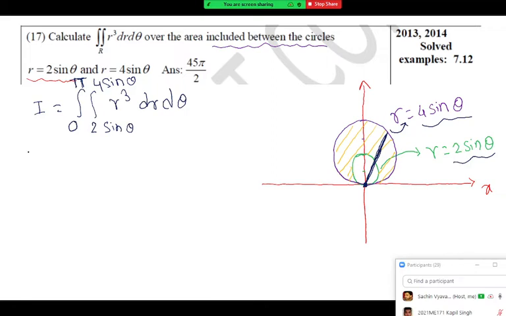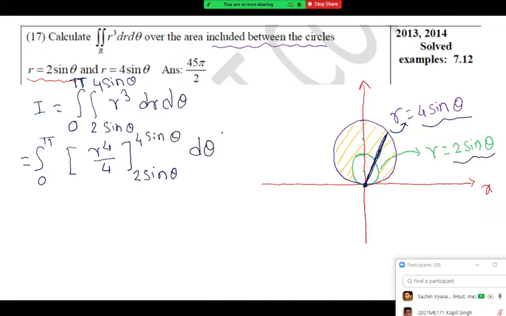So let me do the integration with respect to r first. Can you tell me the integration of r cube? r to the power 4 by 4. Yes, simple integration. Integrals are always simple, only the simplification is difficult or lengthy. This one is left. Put the upper limit and lower limit. Can you tell me the simplified figure? Okay, we'll do it step by step, no worry.